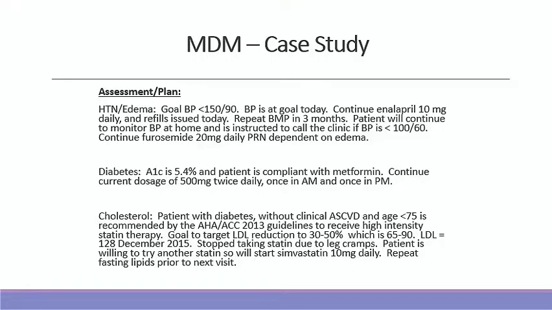Cholesterol is documented as patient has diabetes without clinical ASCVD, and the recommendations per the AHA and ACC 2013 guidelines is to receive a high-intensity statin with the goal of reducing the patient's LDL by 30 to 50%. The LDL was documented as 128 in December 2015. The patient stopped taking their statin due to leg cramps but is willing to try another statin, so simvastatin at 10 milligrams daily is started. Fasting lipids will be repeated prior to their next visit.